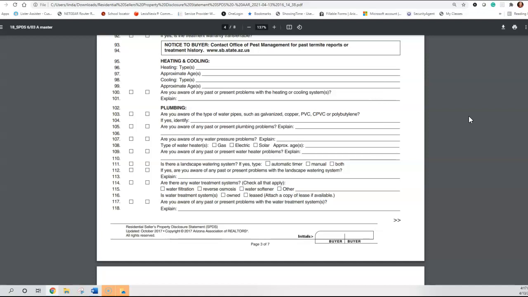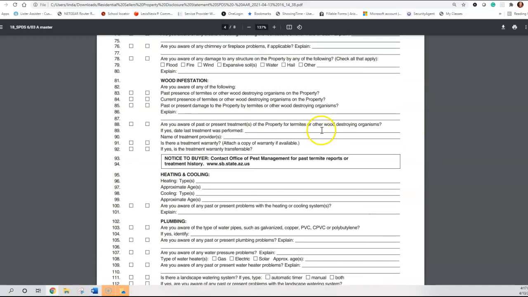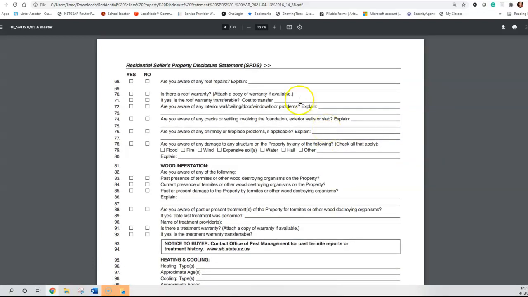Is there any landscaping or water irrigation system outside? Automatic timers, manual, or both? Are you aware of any water treatment systems or things like that? So, page three has to do with plumbing, heating and cooling, types, approximate ages, wood infestation, and the rest of the roof, that goes with the SPDS.